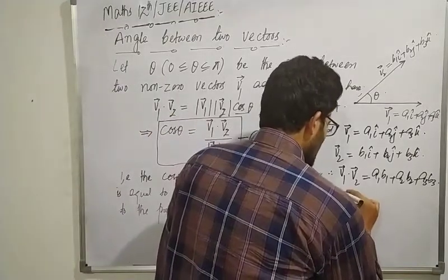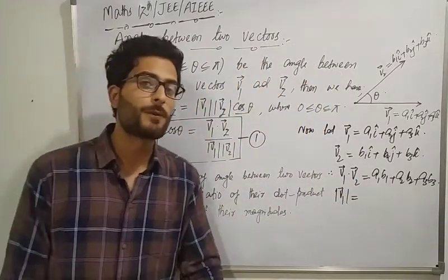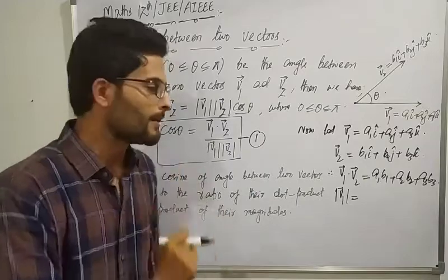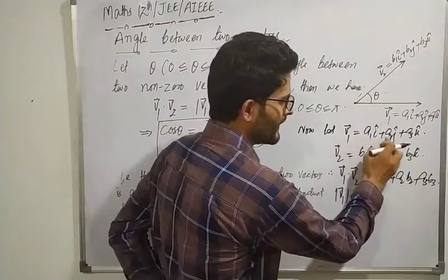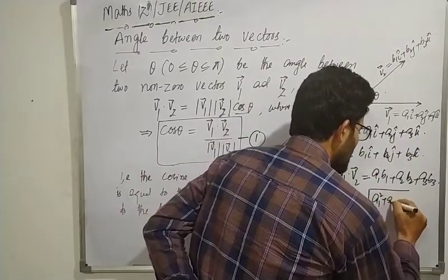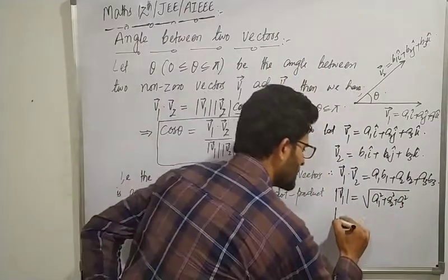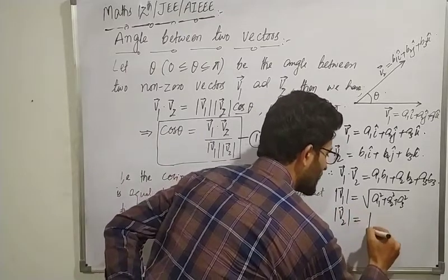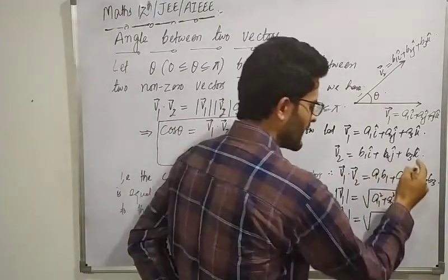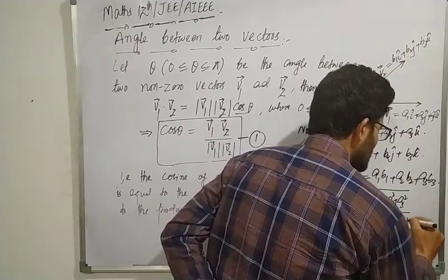Now secondly, we need to calculate magnitude of vector v1. Magnitude of a vector when vector has been expressed in terms of components, is equal to the non-negative square root of sum of squares of its scalar components. So what are the scalar components of v1? a1, a2, a3. So magnitude of v1 is non-negative square root of a1 square plus a2 square plus a3 square. And similarly we can calculate magnitude of vector v2. That will come out to be non-negative square root of sum of squares of scalar components of vector v2. What are those? b1, b2 and b3. So it will come out to be b1 square plus b2 square plus b3 square.